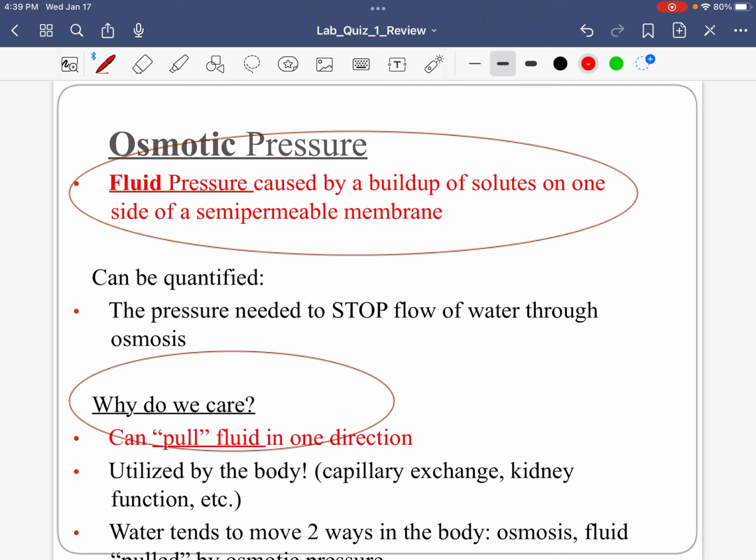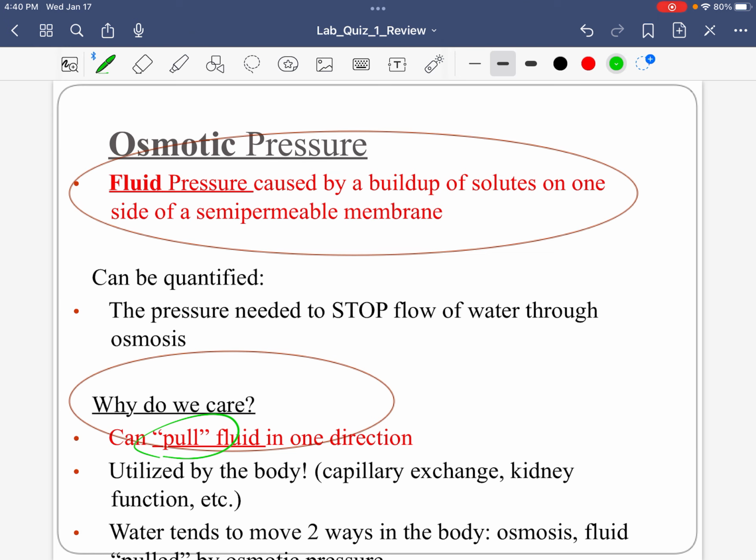And we care about this because it's a force. It's a pressure. It's a force against the cell membrane, against that phospholipid bilayer, and it can pull fluid in one direction. So it's kind of hard to see because it didn't come over very well, but we tend to move water in and out of a cell membrane in two ways: osmosis from high to low, but also through this osmotic pressure.